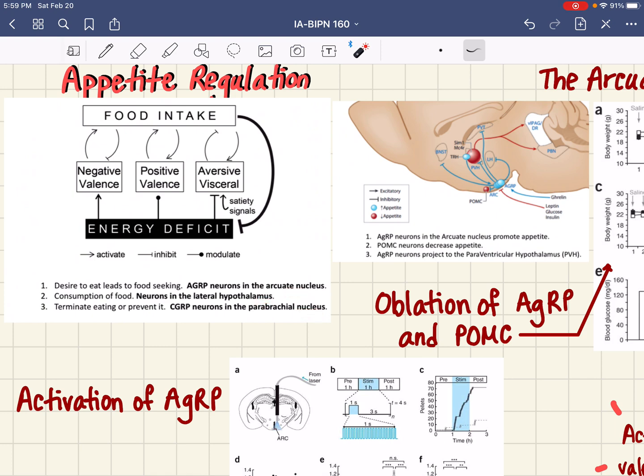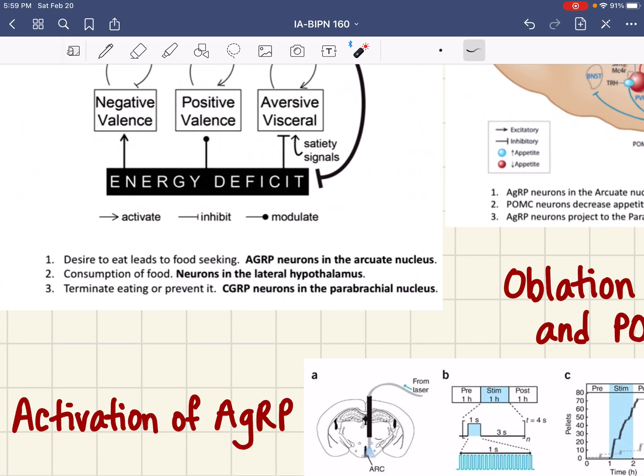Okay, let me zoom in. So, the desire to eat leads to food seeking, and that statement is found from the AGRP neurons in the arcuate nucleus. So when we activate AGRP neurons in the arcuate nucleus of the hypothalamus, the mice have a bigger desire to eat food or go seek food. Consumption of food is regulated in the neurons of the lateral hypothalamus.